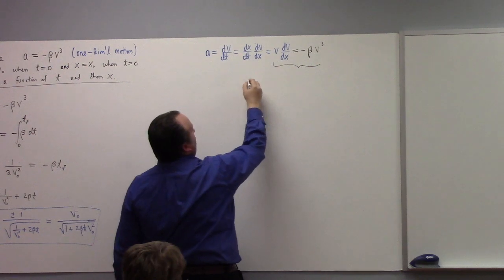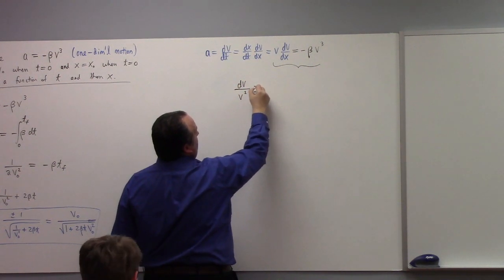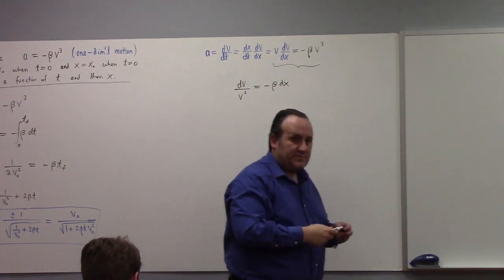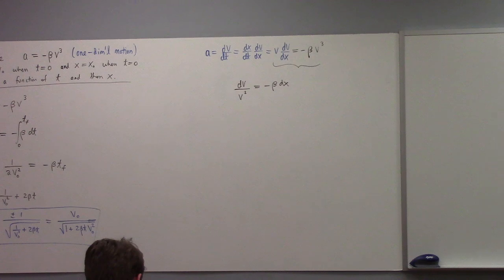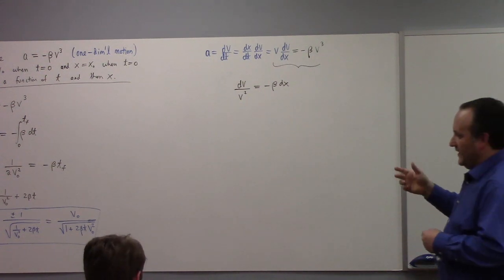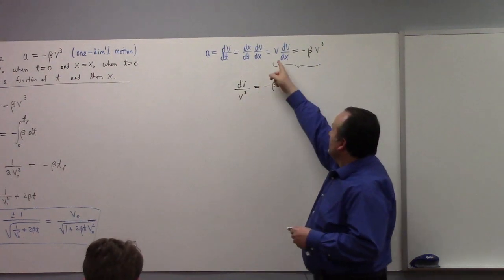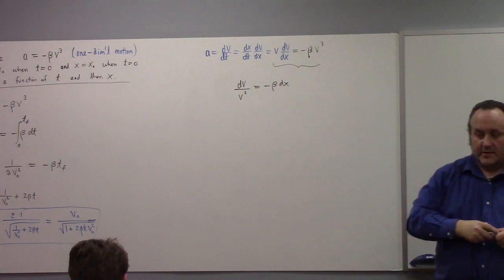This gives us dv over v squared equals minus beta dx if we separate variables, right? So we separate and then you integrate. So this one's a little bit different. Notice that before we had a division by a cube, now we've got division by a square because this copy of v here cancels out, right? So it's related but a different problem.